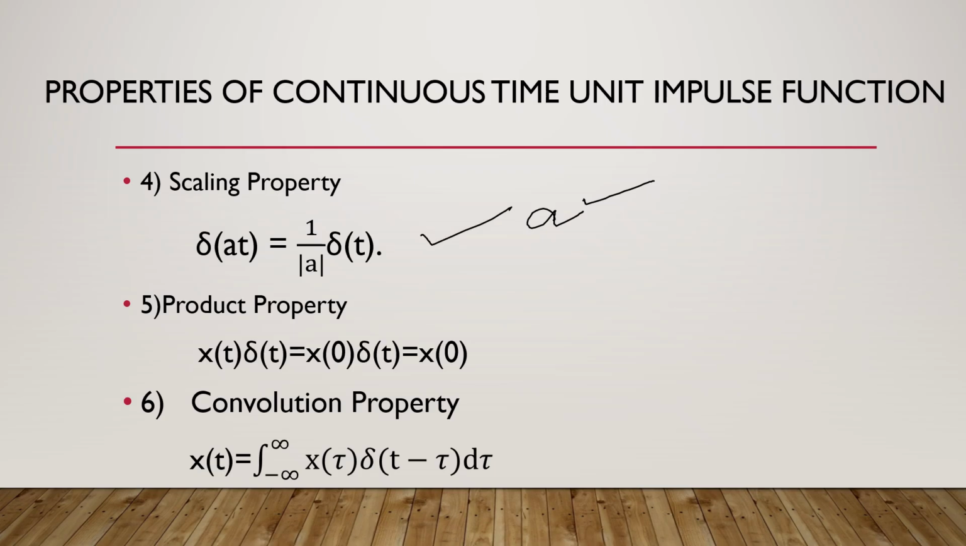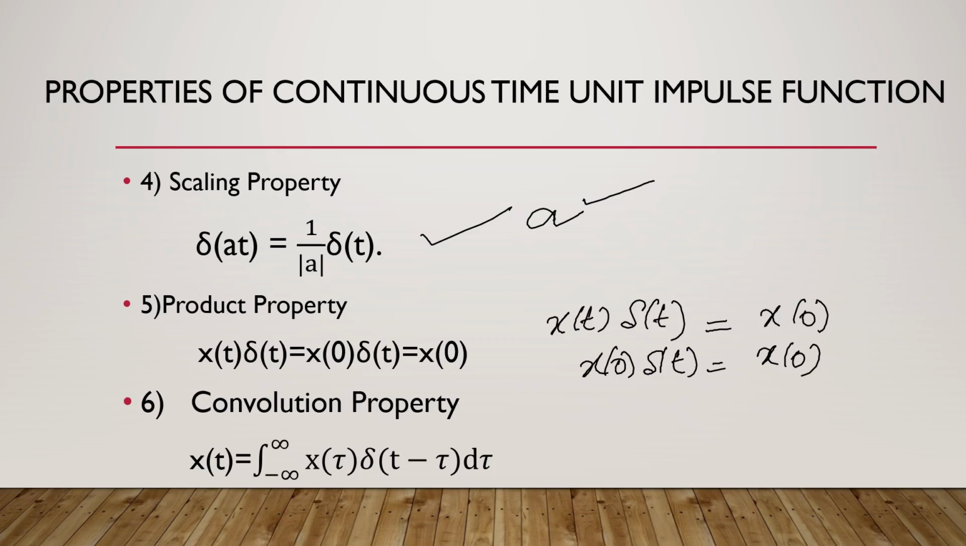Now, the product property. x of t into delta of t, where delta of t is equal to 1 for t equal to 0. If you multiply x of t with delta of t, we get x of 0, as we already know. This can even be replaced by x of 0 into delta of t, which also gives the value x of 0, because we are multiplying only the zeroth value.